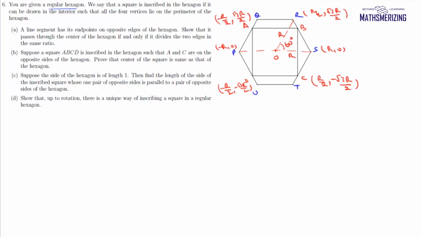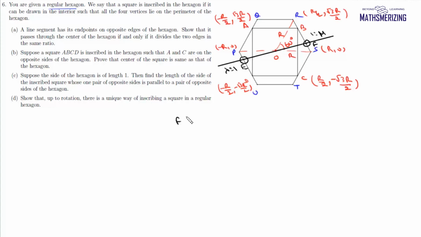Now question number A says, a line segment has its endpoints on opposite edges of the hexagon. Now we have a line segment which has its endpoints on opposite edges of the hexagon. So suppose this is the line segment. Now suppose this point divides PU in the ratio lambda is to 1, and this point divides RS in the ratio 1 is to mu. Then we can find the coordinates of these 2 points, say E and F.